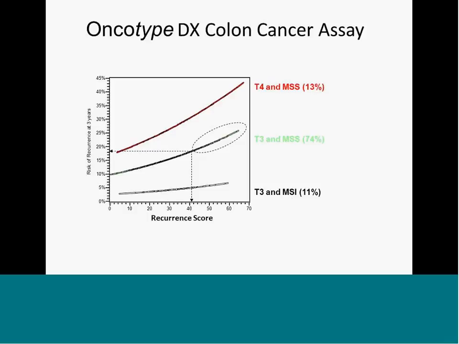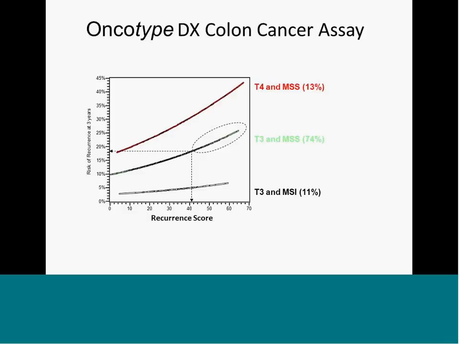Now, let's say they're MSS, which is 85% of the patients. What do we do? Well, we look at high-risk features. This curve up here is patients with T4. T4, as you know from the MOSAIC trial, is a high-risk feature. The MOSAIC trial gave us a list of high-risk features: T4, perforation, inadequate lymph nodes, and so forth.